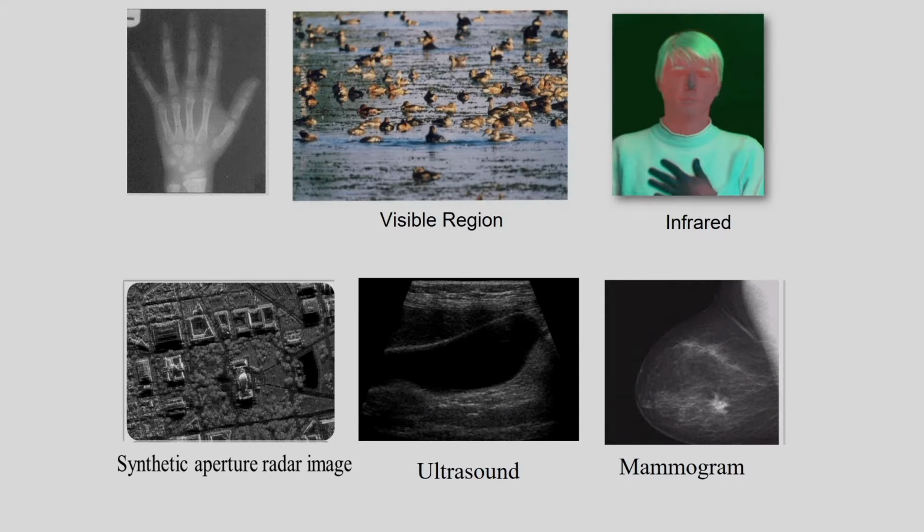So, here I have given some examples. The first one is the X-ray, and the next one is the photo that is obtained in the visible region of the electromagnetic spectrum. The next one is the infrared image, another one is the radar image, ultrasound image, and the mammograms. So, different types of images.